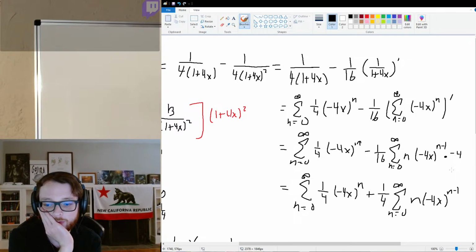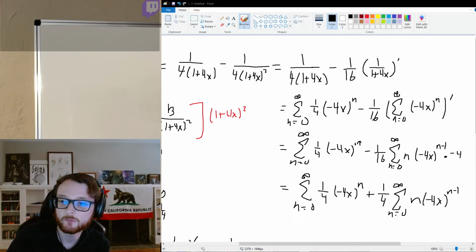So you could call this our power series, but we need to find the interval. Wait, they just want the radius of convergence. Really? Okay, so now they're asking for radius of convergence.